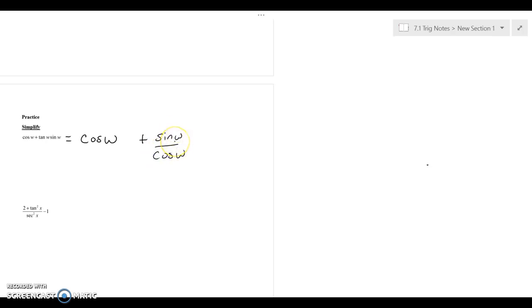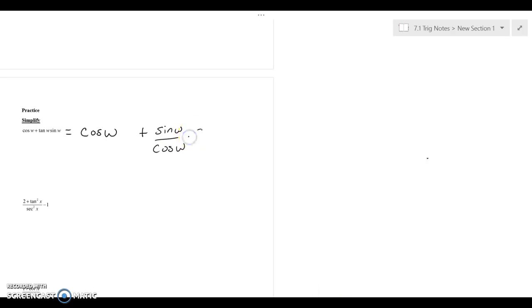Don't get lazy and just leave off the w because it's a sine of an angle. W is acting like an angle. We always want to use proper notation. So all we did was substitute for the tangent. Now looking at this, we can simplify and do some algebra. So sine times sine is sine squared w over cosine.